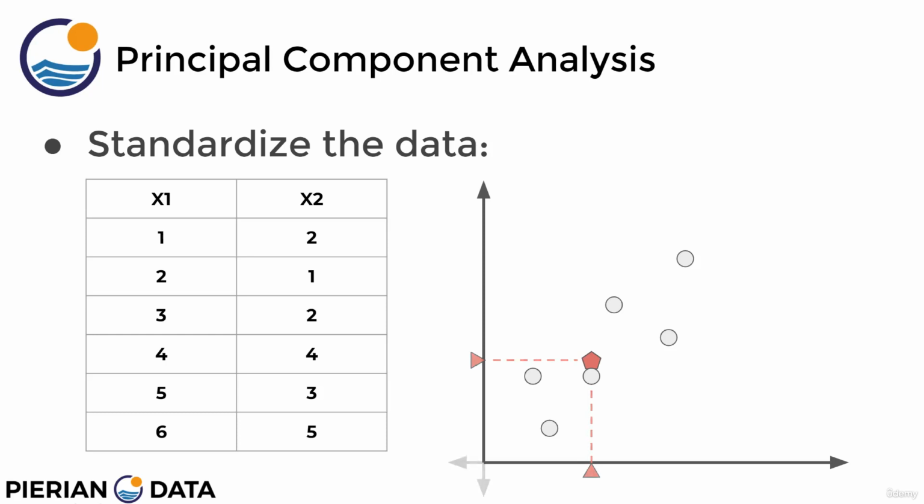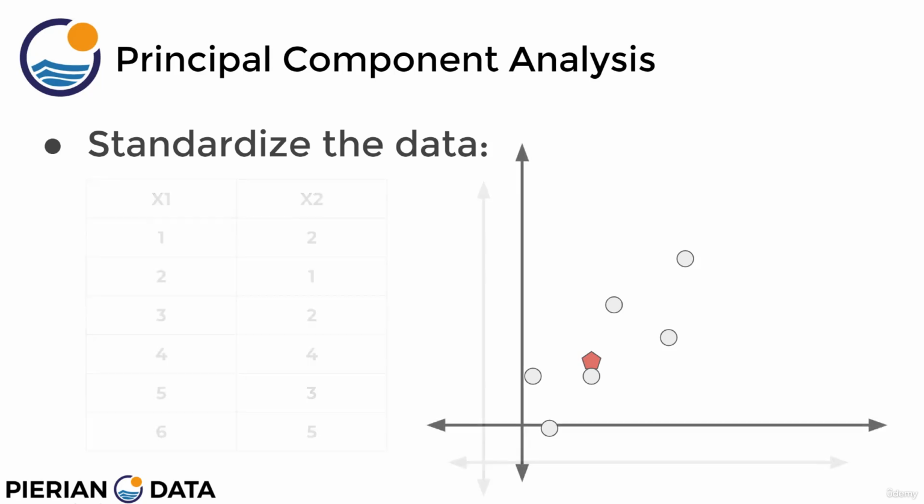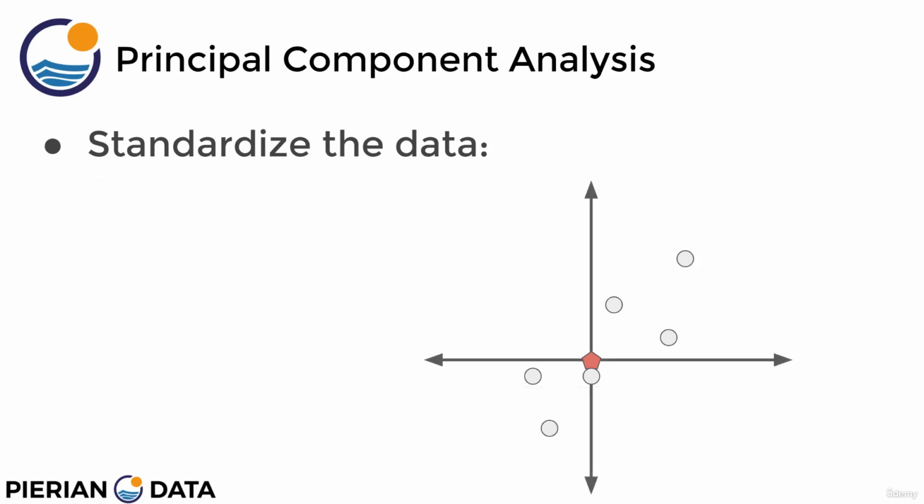So what we're going to do is we're essentially going to shift over the data set until that center is now at 0, 0. So keep in mind the relationships between each of the points hasn't really changed. We've just shifted over the data, so it's now centered around 0, 0. And that's what standardizing essentially does. And we've seen it here now visually.